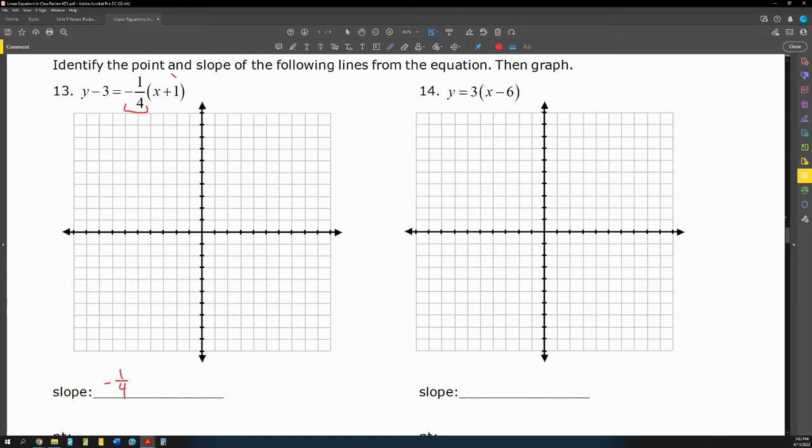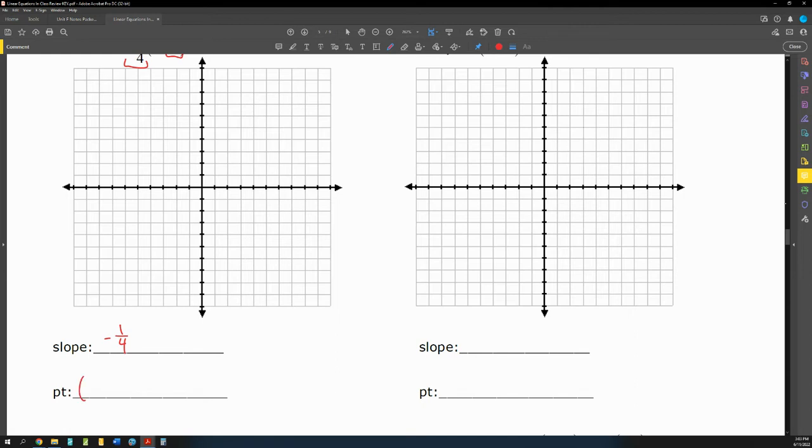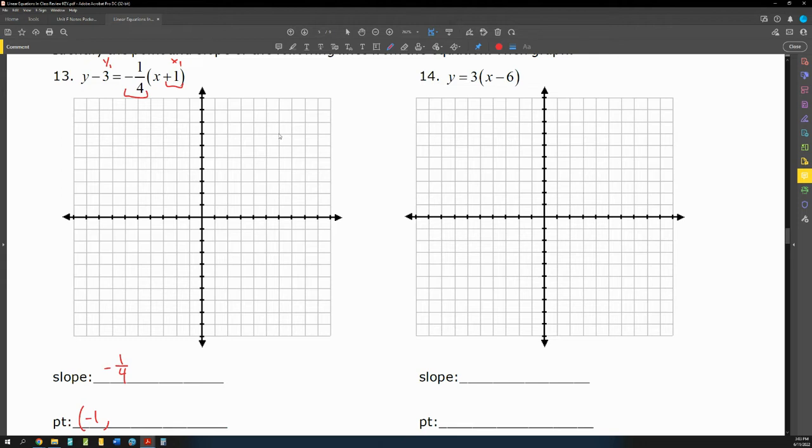The point, remember, is (x1, y1). Well, I know that the formula is y minus y1, and I know it's x minus x1. So in order to find x1, I have to consider what number I would subtract from x to get x plus 1. The number that I would subtract from x to get plus 1 is negative 1. Remember, subtracting a negative is the same as adding a positive. So that tells me that my x1 is negative 1. For y1, what number do I have to subtract from y to get y minus 3? The answer is 3. So our y1 is positive 3.